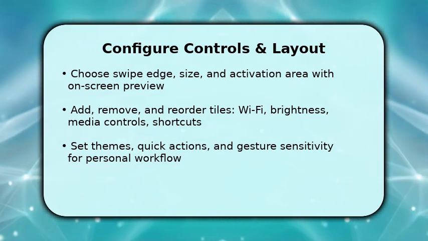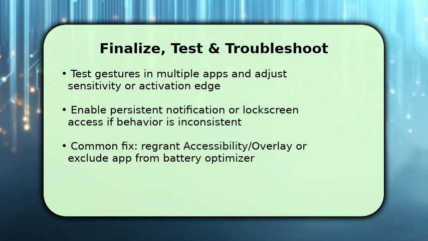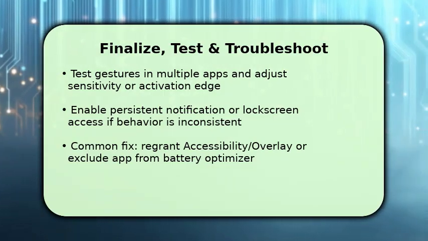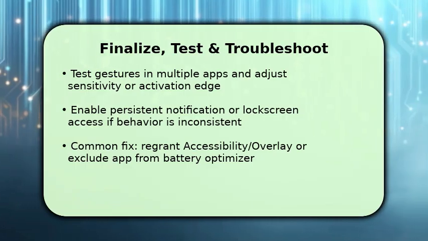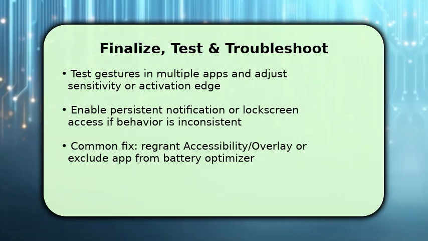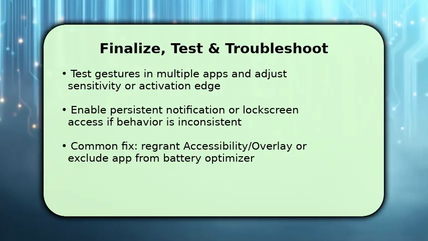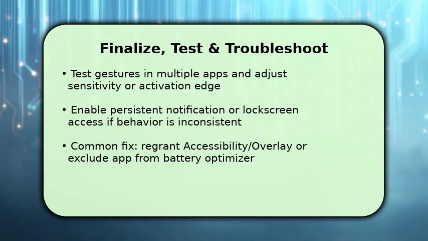Finish by testing the control center across apps and lock screen and validate that shortcuts work reliably. If a gesture fails, make small sensitivity adjustments or move the activation edge to avoid conflicts with system gestures. Make sure to enable a persistent notification if the app keeps stopping.